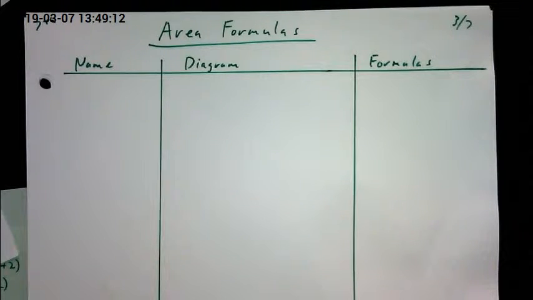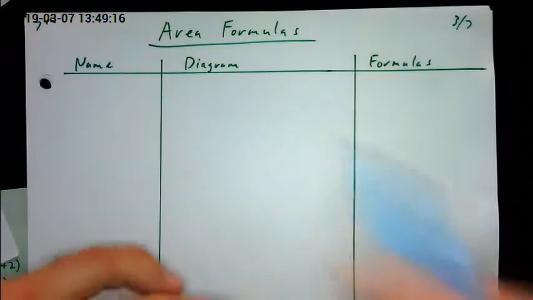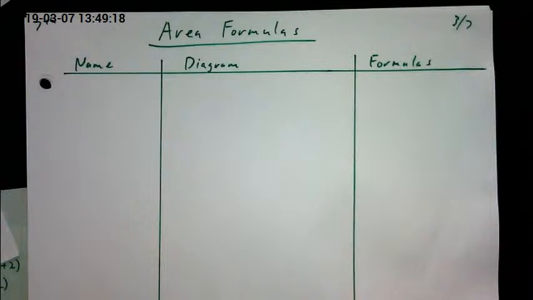All right. So, area formulas. Now, for our area formulas, we're talking mostly about area of polygons. However, I'm going to include some at the end that are not polygons. I'm also going to include a couple formulas at the very end that are not area formulas. But for the majority, this is all of our area formulas.